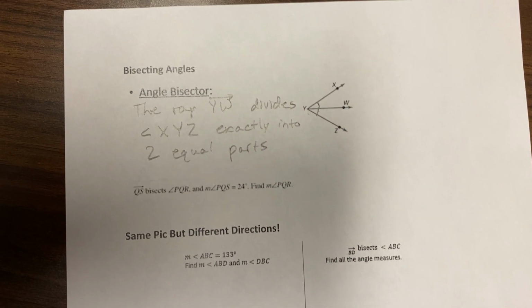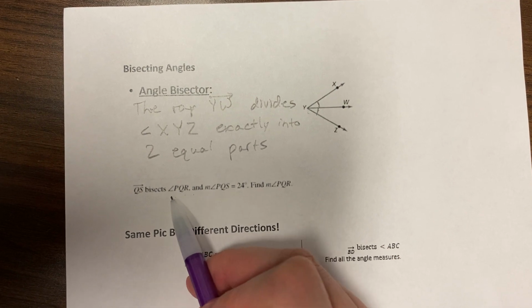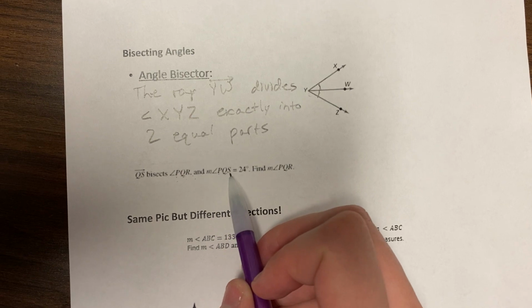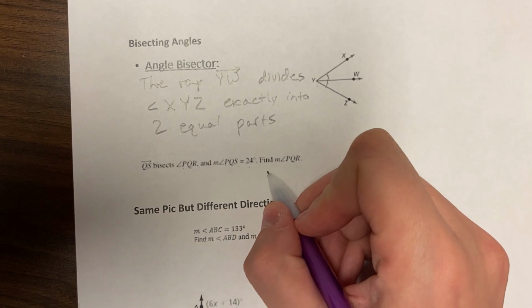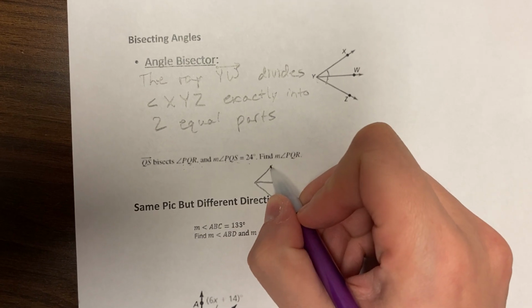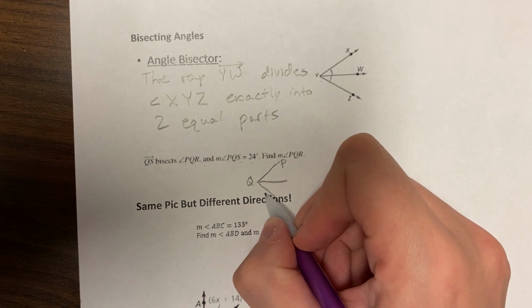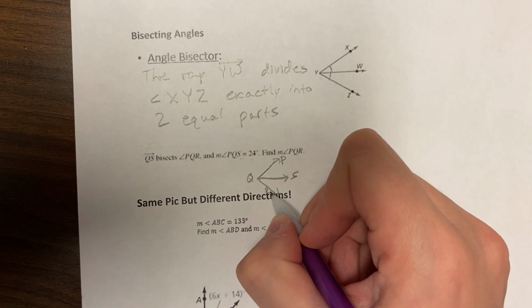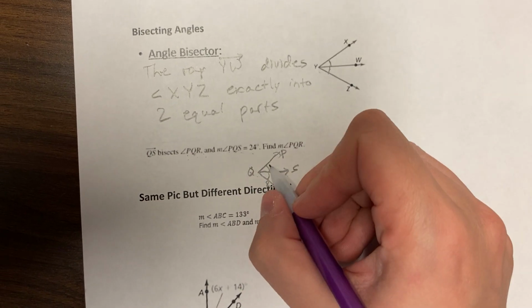So if QS bisects PQR, okay, the measurement of PQS is 24. Find the measurement of PQR. So what you want to do is you want to go ahead and draw a picture of that, right? Okay, so I have this angle right here, which is PQR, and then I have the ray QS that goes this way. And it's saying these are equal. So then PQS is equal to 24.